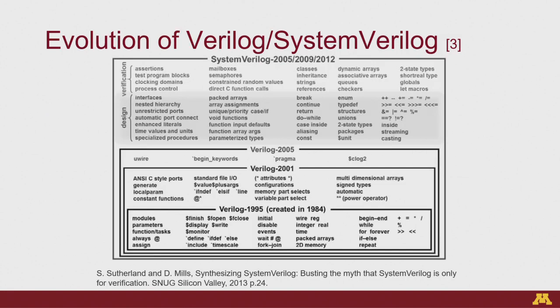As you can see, SystemVerilog or Verilog has taken many iterations or evolutions over the years. This is just an example of the different modules which were added to Verilog as it went on. Right now it's showing 2012, but the latest iteration of SystemVerilog is actually 2017.